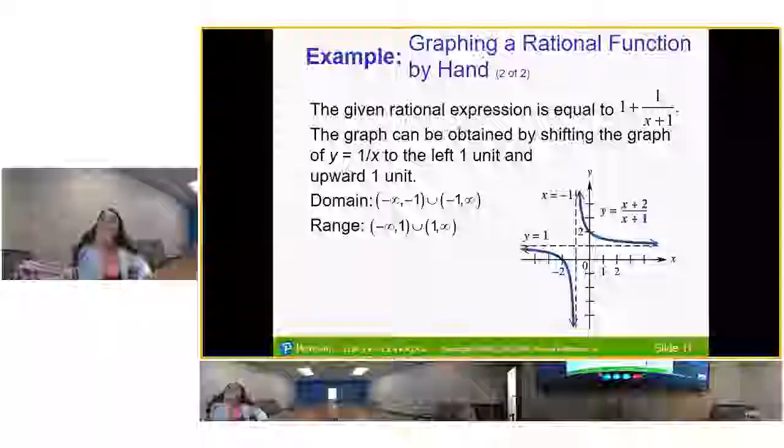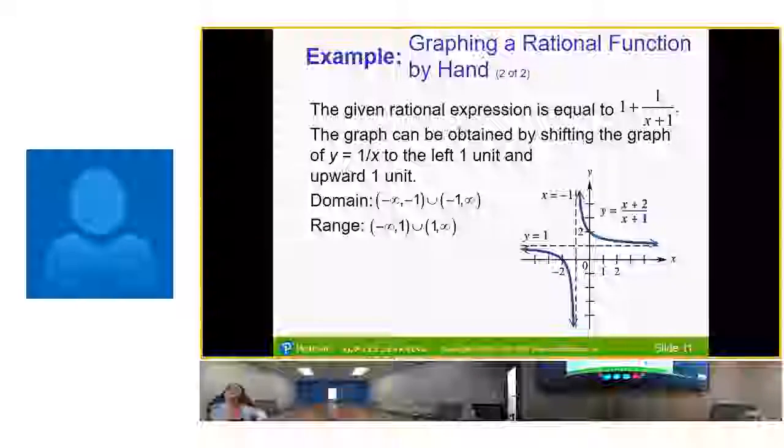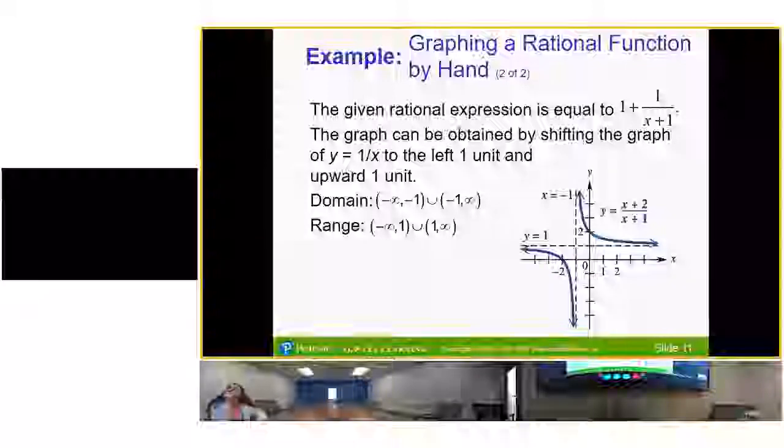Read from left to right. We have a function from negative infinity to negative 1, parentheses. Then we have a function from parentheses, negative 1 to positive infinity. Range, negative infinity to positive 1. From positive 1 to positive infinity is our second part of the range. So our vertical asymptote is negative 1. Our horizontal asymptote is 1.